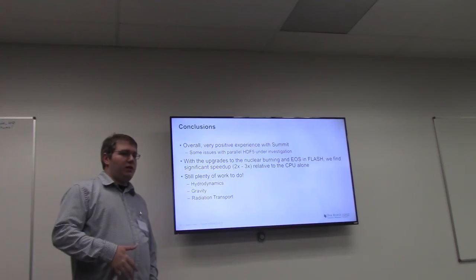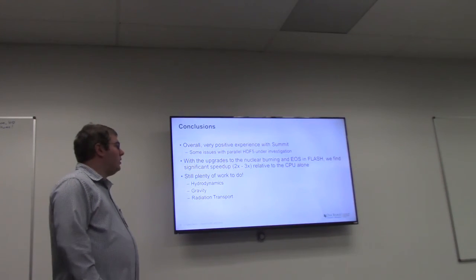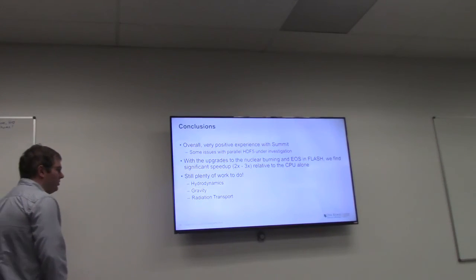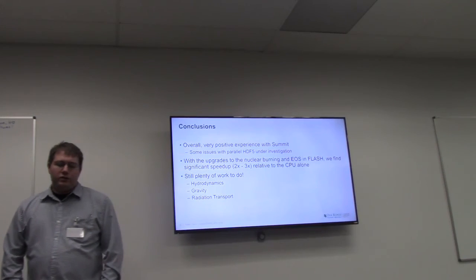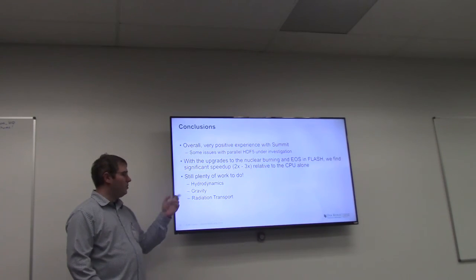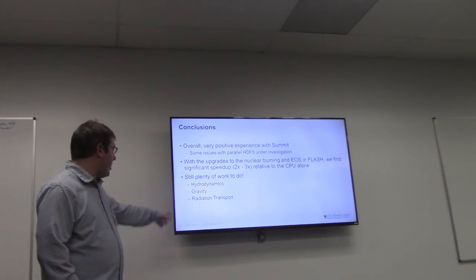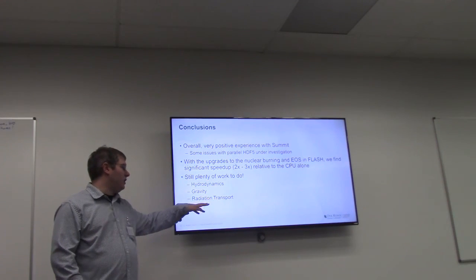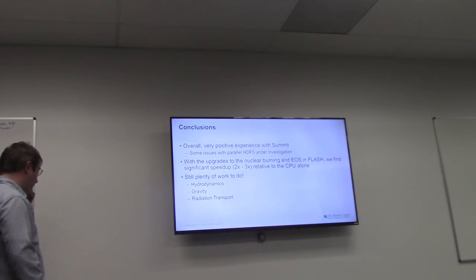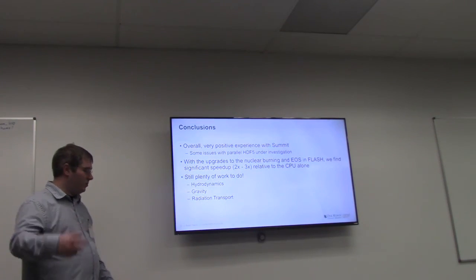And so with all of the upgrades to the nuclear burning and the equation of state in Flash, we were getting a speedup of anywhere between 2 and 3x, depending on the particular problem, relative to the CPU alone. But we still have a lot we want to do, including looking at the new hydrodynamics solver, implementing a gravity solver that uses GPU Direct, and then eventually moving towards other types of problems that use radiation transport. When we do that, radiation transport will become the dominant computational cost. That's going to be where all of the flops are in the problem, more so even than a large reaction network. So we want to make sure that we have an efficient GPU implementation of that when that time comes.